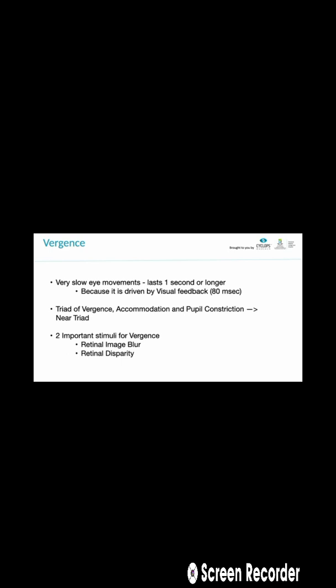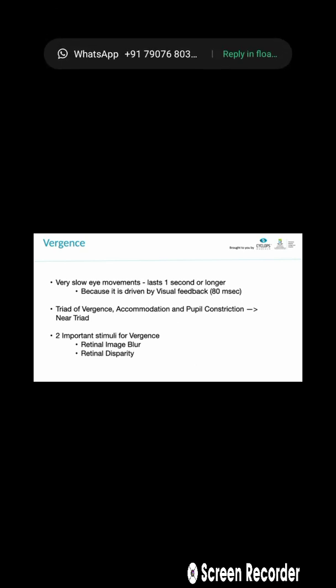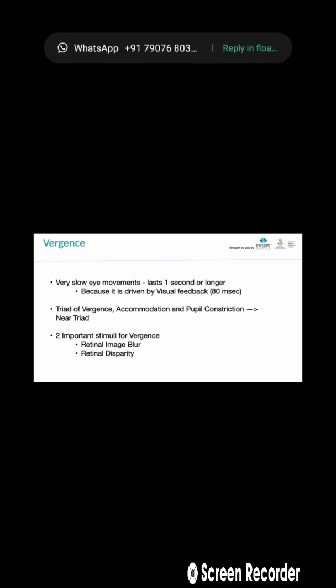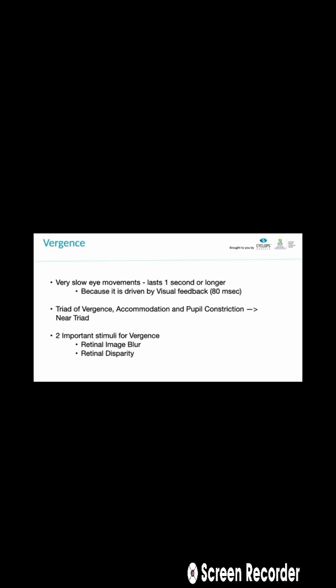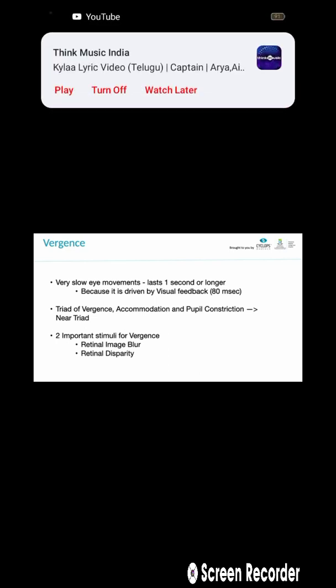So there may be simply no advantage for the vergence to take place quickly and then to wait for the lens for the accommodation and for the pupils to constrict. So that's why the vergence eye movements are a little bit slower. The triad of vergence, accommodation and pupil constriction is called the near triad. For stimulating vergence, two important stimuli are there. The first one is the retinal image blur and the second one is the retinal disparity.